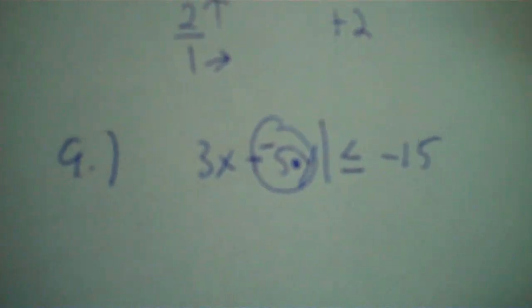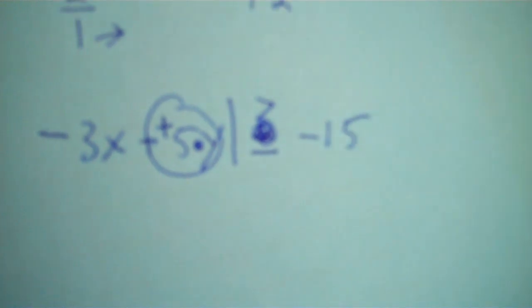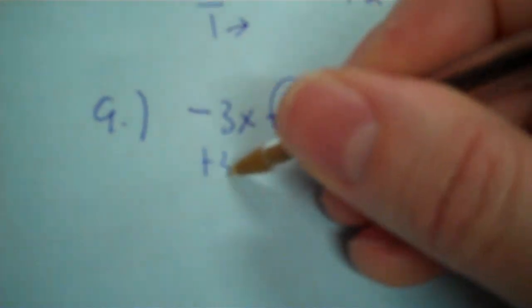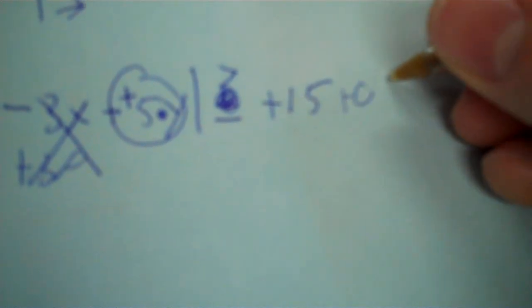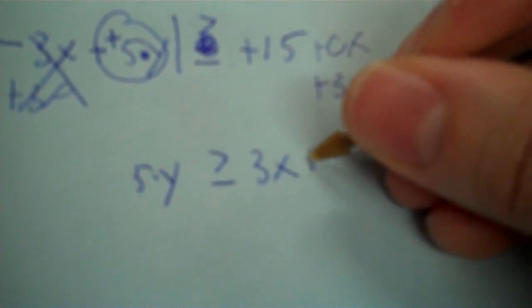So the y is multiplied by a 5, actually a negative 5. We do not want that y to be multiplied by a negative, so what we're going to do is the sign switch. So negative, positive, and then the symbol will need to flip. You can't forget to do that. And then positive 15. So then you take out your negative 3x with a plus 3x. And greater than or equal to 5 times y. And then you're going to have 3x plus the 15.